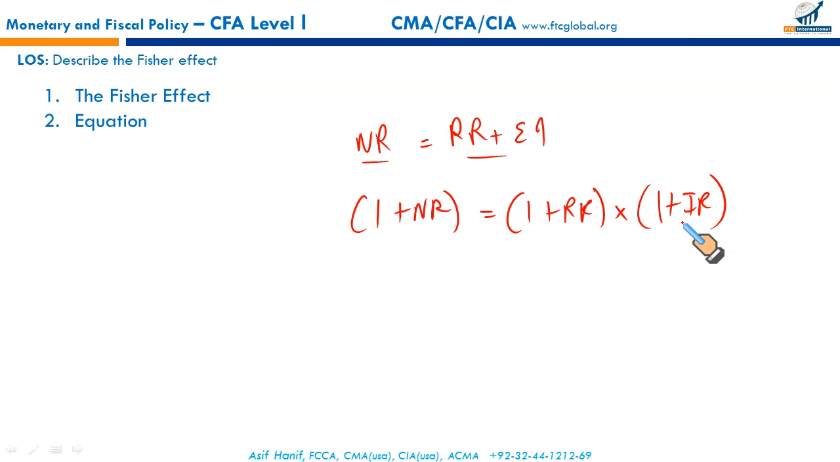So remember, investors can never be certain of the future values of economic variables such as real growth and inflation. So basically, that's why this is compensated by the risk premium.